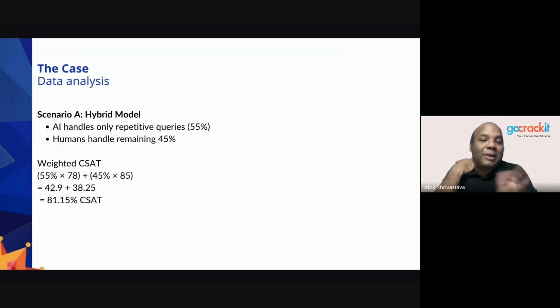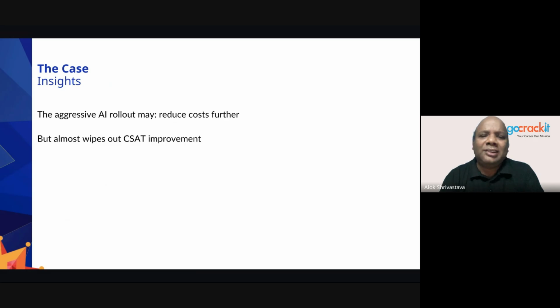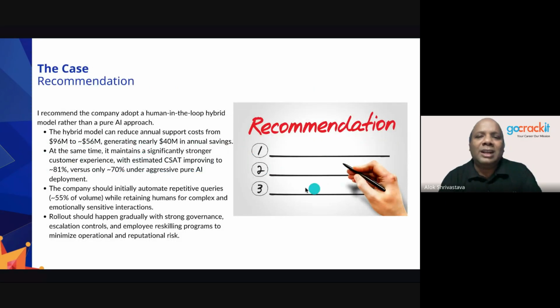Now we'll go to the next. But before that, let's say your recruiter is okay. They say, yeah, this is okay, just recommend what you want to recommend. You might recommend something like this using all the data: the hybrid model can reduce annual cost from 26 to 56, generating 40 million in annual savings. At the same time, it maintains a significantly stronger customer experience with around 81% versus only 70% in this aggressive pure AI deployment. The company should initially automate repetitive queries while retaining humans for complex and emotionally sensitive queries.